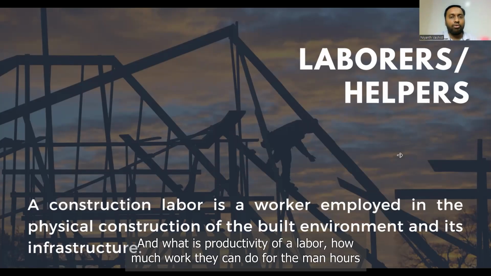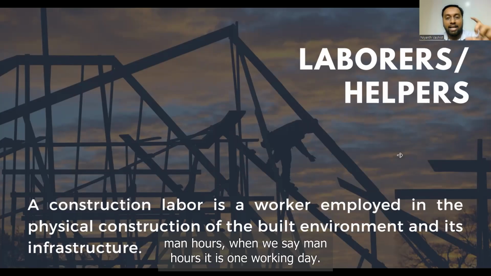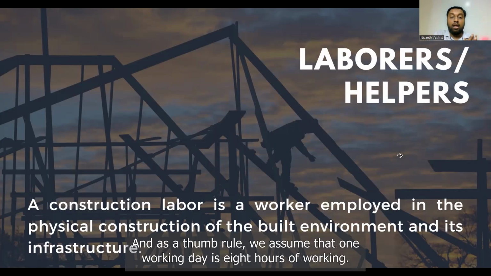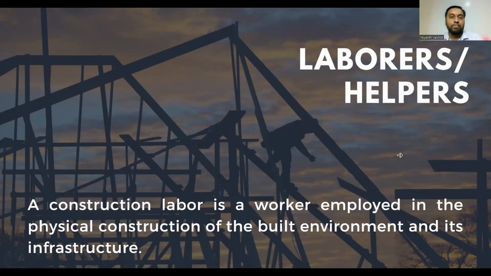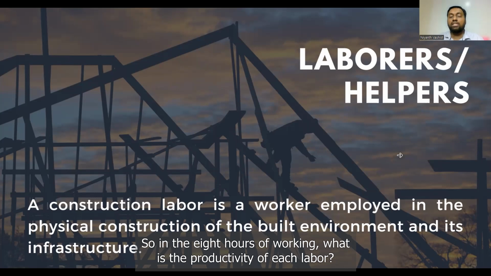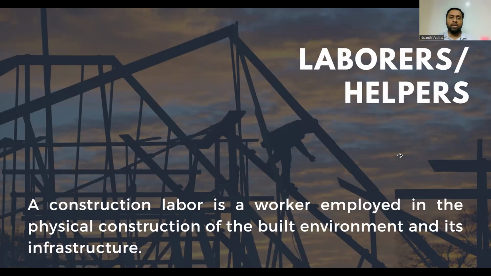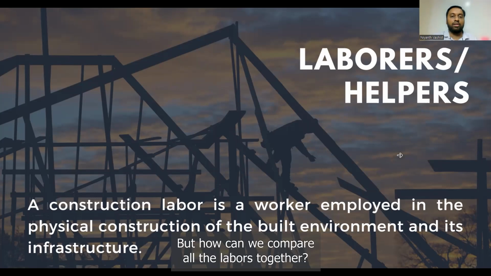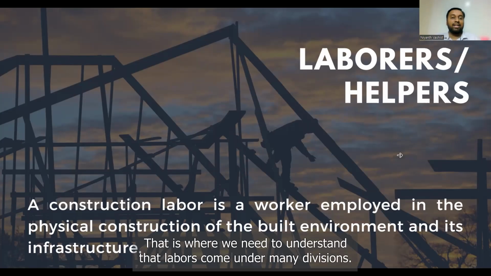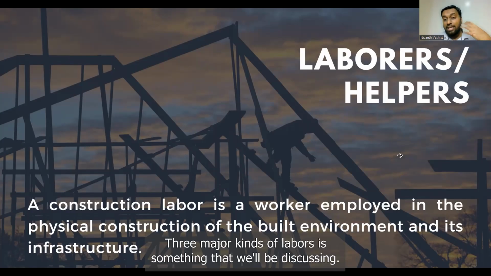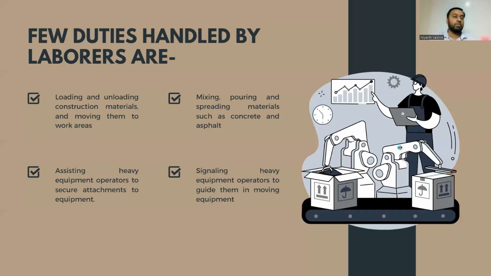And what is productivity of a labor? How much work they can do per the man hours. When we say man hours, it is one working day. And as a thumb rule, we assume that one working day is 8 hours of working. So in the 8 hours of working, what is the productivity of each labor? But how can we compare all the labors together? That is where we need to understand that labors come under many divisions. Three major kinds of labors is something that we'll be discussing now.